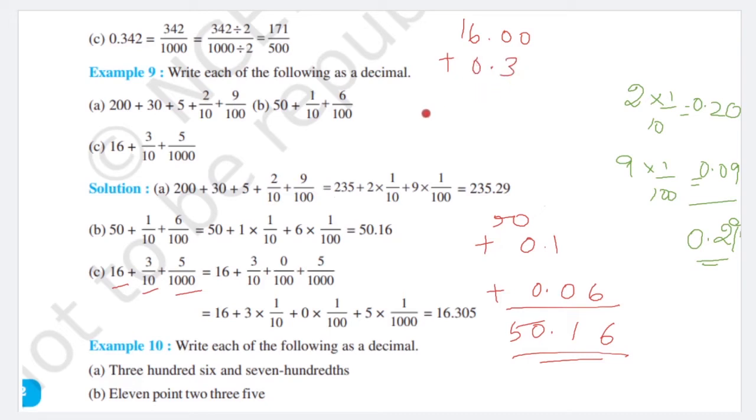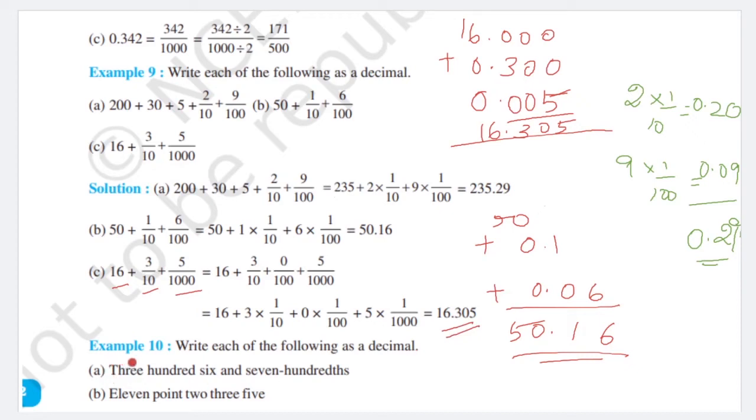3 by 10 will be 0.3. The next one was 5 by 1000. 5 by 1000 means you need 3 digits after the decimal point. So you are writing 2 zeros before 5, so that altogether there are 3 decimal places. So now if you are adding this, you can place zeros here for easy addition. So it will be 0.305 and here you have 16. So the answer will be 16.305.